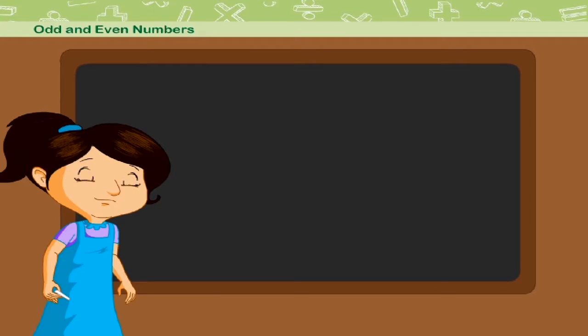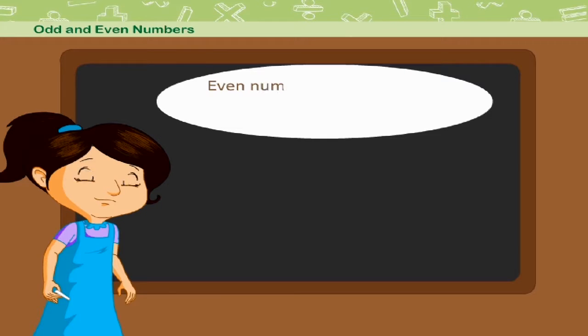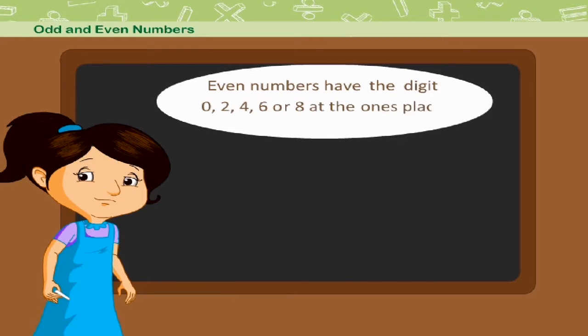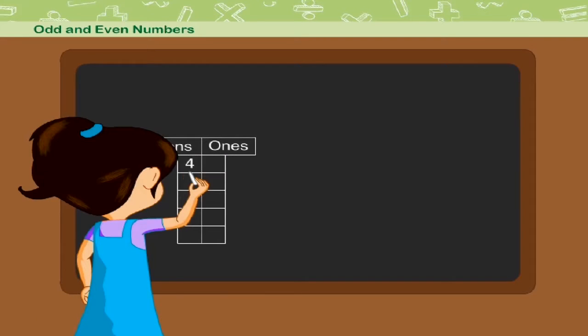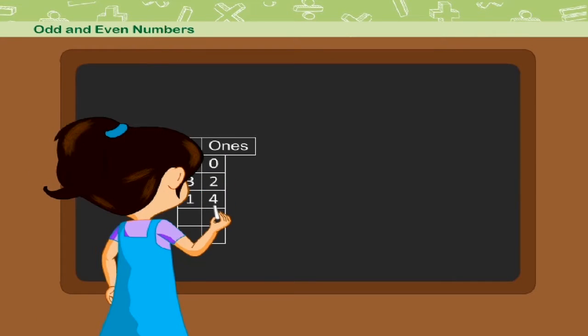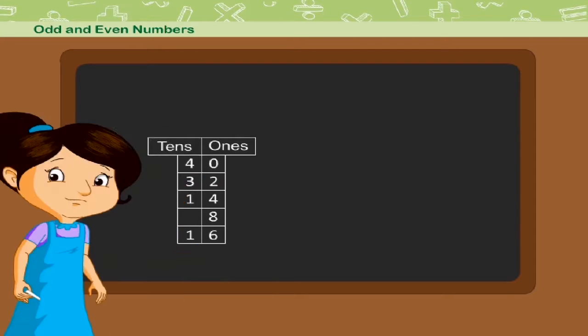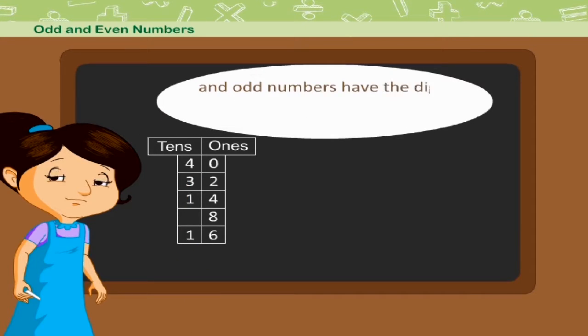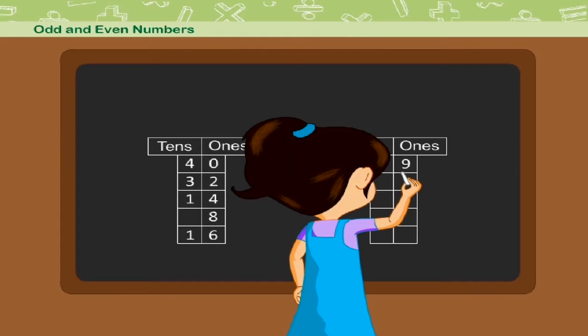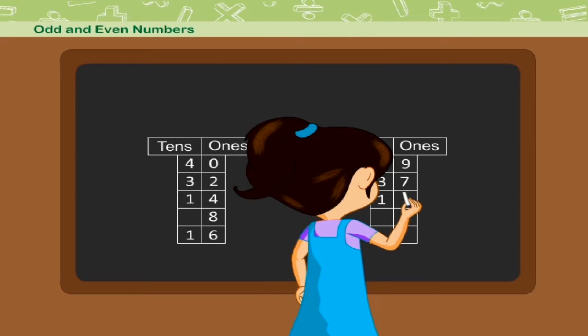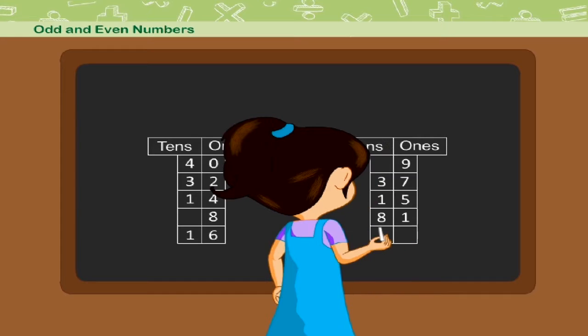Teacher Rita tells Reena that even numbers have the digit 0, 2, 4, 6 or 8 at the ones place. For example, 40, 32, 14, 8, 16. And the odd numbers have the digit 1, 3, 5, 7 or 9 at the ones place. For example, 9, 37, 15, 81, 23.